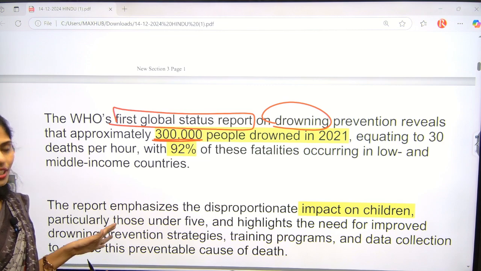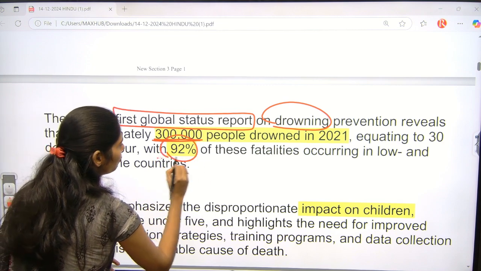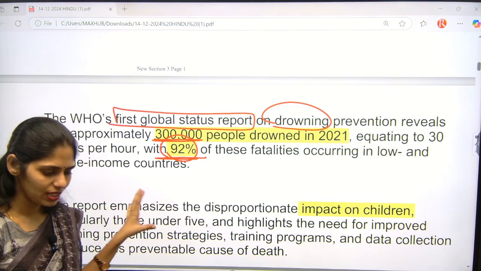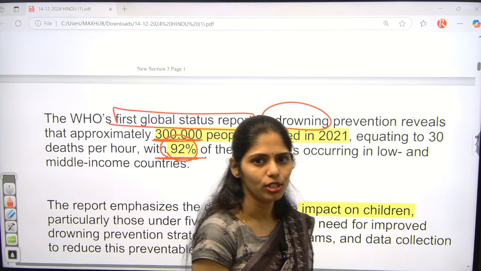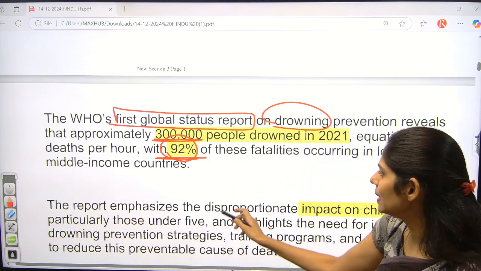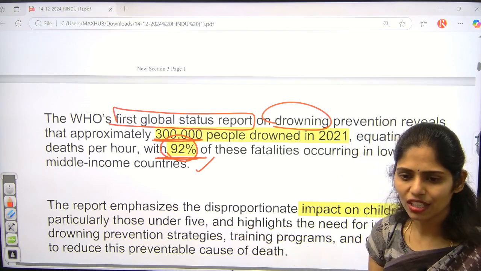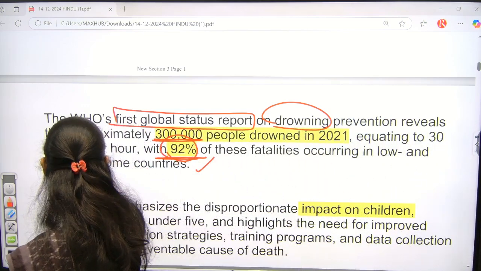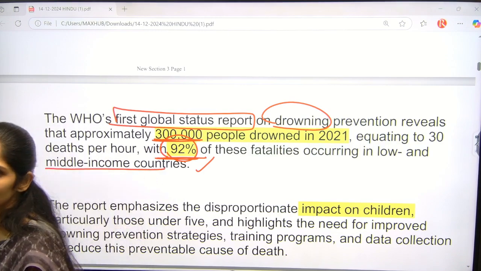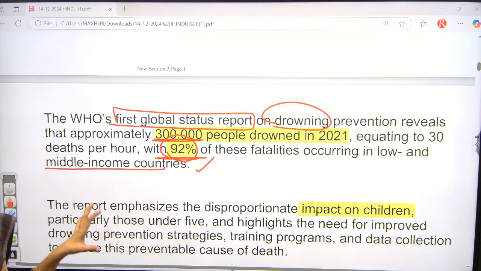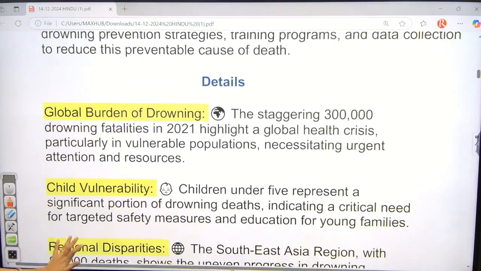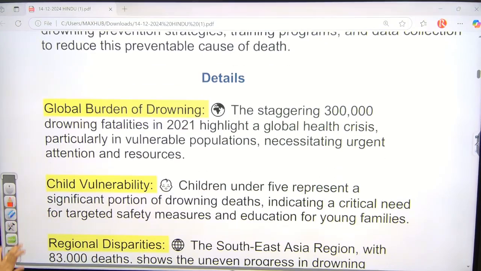And in these drowning events, 92% of people who drown are losing their life. And especially most of these people are from low and middle income countries. So whether India falls under these low and middle income countries? Yes, right? So because of this, it is a cause of concern even for India to stop these deaths from drowning. Okay, now let us see the important points that you have to remember from this article.